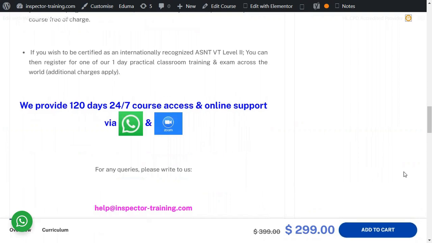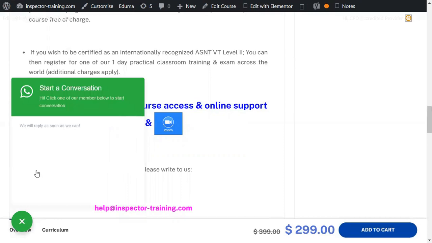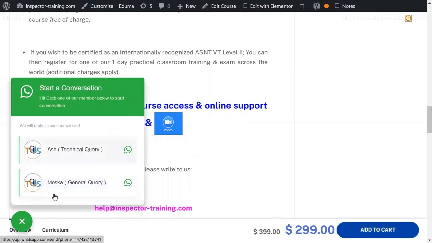We provide 120 days of 24/7 course access and online support via WhatsApp and Zoom. If you click on our WhatsApp line in the bottom left-hand corner, I'm Ash, leading the technical team on NDT Level 3. We have 3 more NDT Level 3 professionals who designed this course. For any technical queries, please let us know. We appreciate and welcome it, because it helps us improve and make our course even better. If there is anything you didn't understand, you can always ask us via WhatsApp.